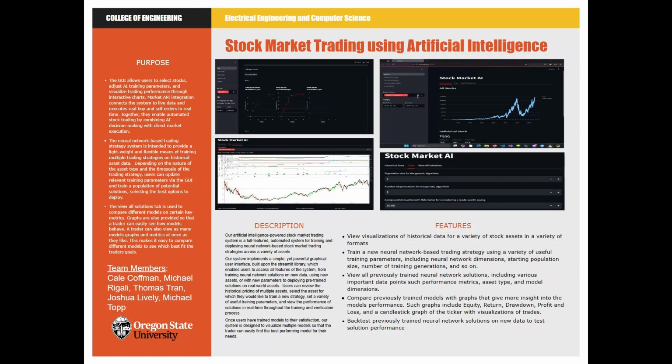And let me introduce you to our dynamic team of engineering students from Oregon State University. First, we have Kale Kaufman, then Michael Regale, followed by Joshua Lively, Michael Top, and me, Thomas Tran. And we're working with our wonderful mentor, Chester Owens, to tackle one of the most intriguing challenges in modern finance: stock market trading using artificial intelligence.